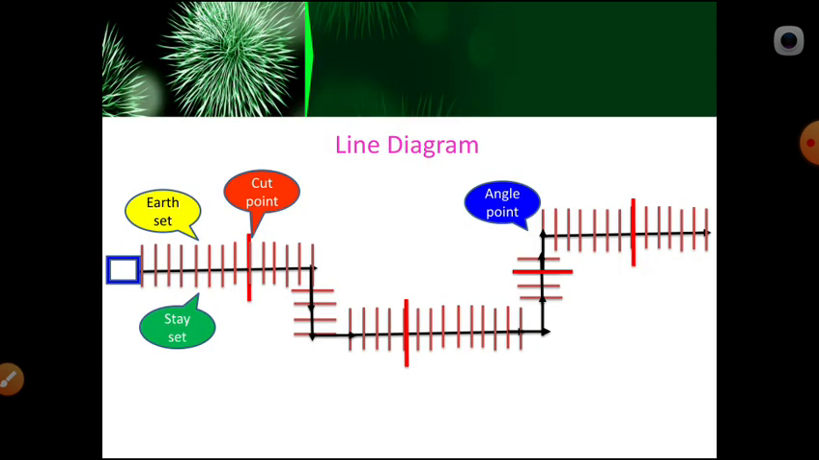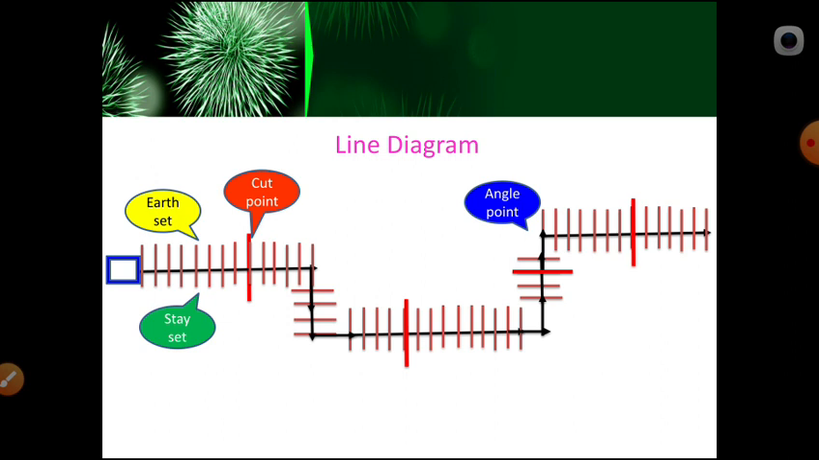Now the first point is to draw the single line diagram. In the single line diagram, what is drawn? First, radially all poles are drawn, and you can see the angle point, 90 degrees angle point, where it suddenly turns 90 degrees. The red dots are the cut points, and they provided the H type cut points, two-pole cut points, and earth sets every fifth pole and stay sets every fifth pole. These are the basic things we already know.